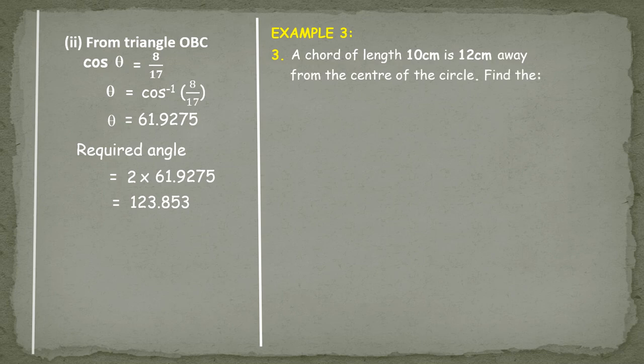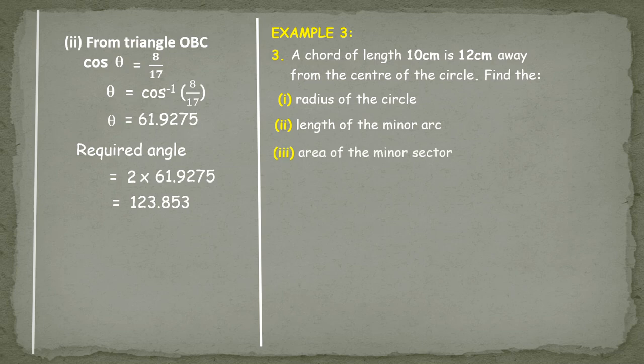Now, example 3. A chord of length 10 centimeters is 12 centimeters away from the center of the circle. Find the radius of the circle, length of the minor arc, area of the minor sector, area of the minor segment.